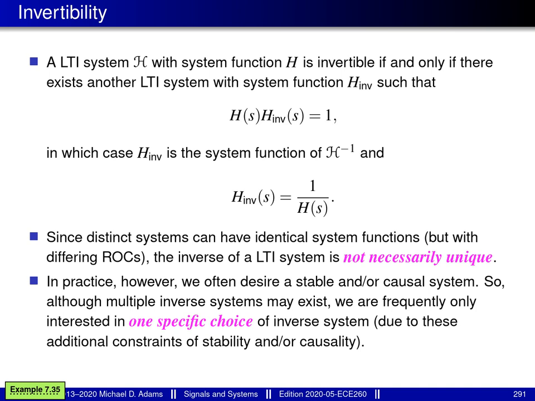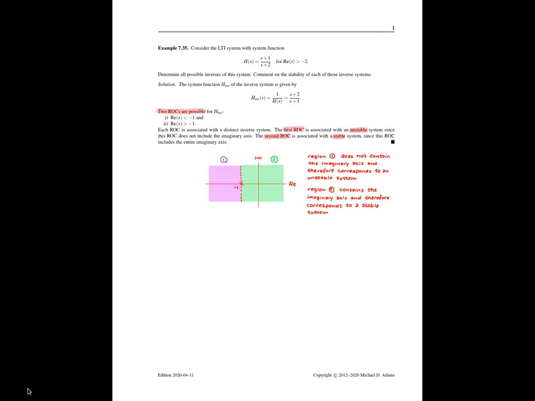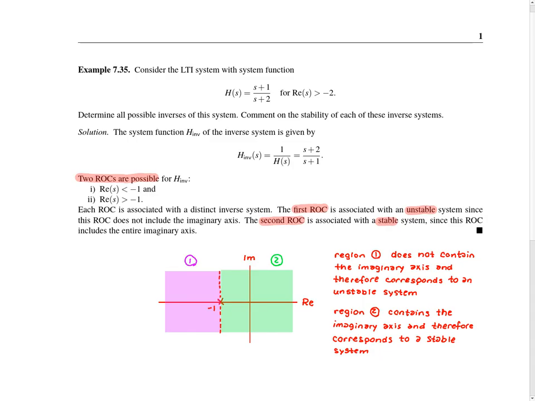At this point, I'd like to consider an example to show how we can make use of the result related to invertibility introduced on this slide. In particular, I'd like to consider example 7.35. In this example, we're given an LTI system with the system function big H in this particular formula here. And we're asked to find all possible inverses of this system and comment on the stability of each of these inverse systems.